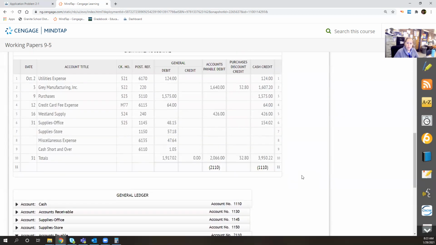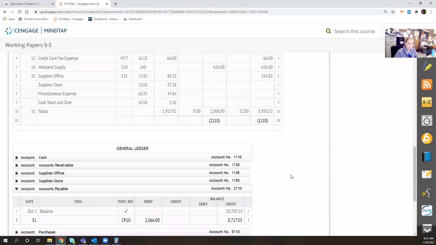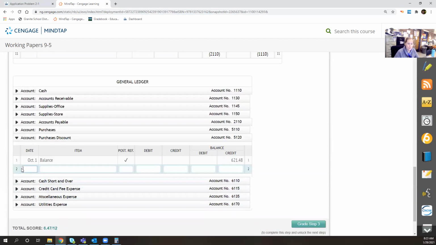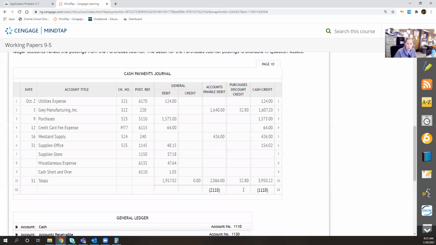All right, we also need to do our purchase discounts here as well, so I'm making sure we do our purchase discounts. So we're going to do our 31st here. Post reference is CP10. We're going to debit nothing. We're going to credit $32.80. And so we have a credit and a credit, so we'll add those two together. And post reference is 5120 up top here, 5120.